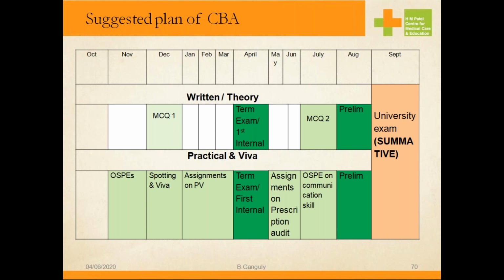Why are we keeping May, June? In summer vacation, we can give them homework to collect 10 prescriptions from their areas. It should not be from our own institution. Let them collect prescriptions from outside the institution, so that they get the actual picture of why we are doing prescription audit and rationality of prescriptions, the basis of prescription audit. In July, we can go for another OSPE, that is communication skill.